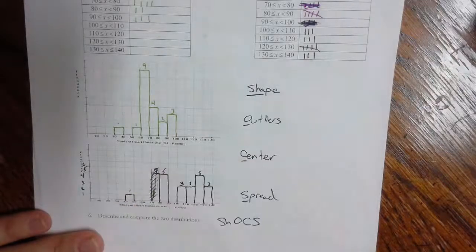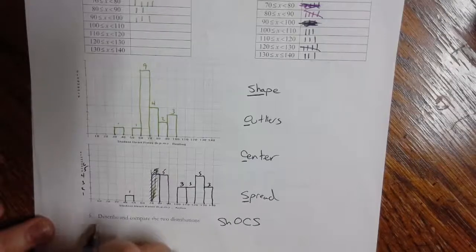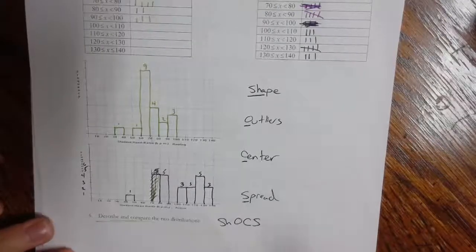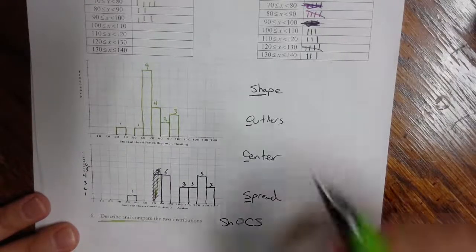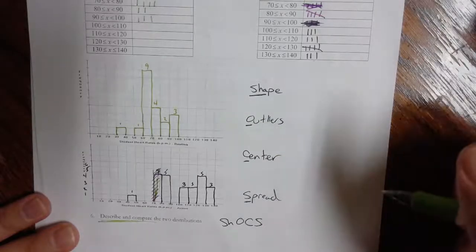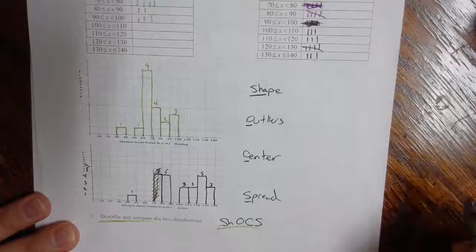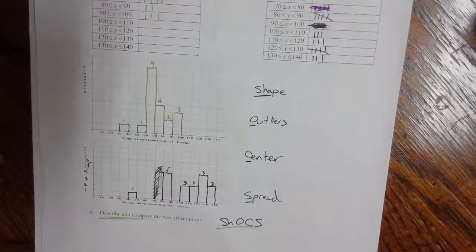So what I wanted to use the display for was to do number 6, describe and compare. So this is the big goal for what we've been working on the last couple of weeks. And every time we do this, we got to do the same 4 things. We want to talk about shape, outliers, center, and spread. So if it helps, this is our acronym SHOCKS. And when we do this, we also need to mention the context in all of these cases, along with a comparison statement.